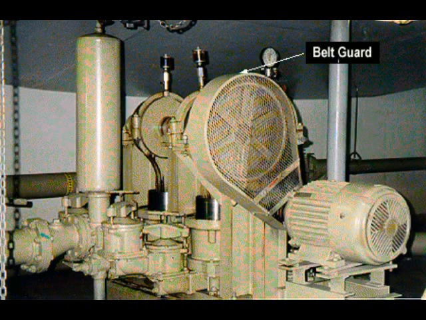The sludge pump here is coupled to the motor by a V-belt. The protective cage or belt guard must always be in place whenever the pump is running. A finger, loose clothing, a rubber hose, or anything could get caught in the rotating belts, causing a serious accident.